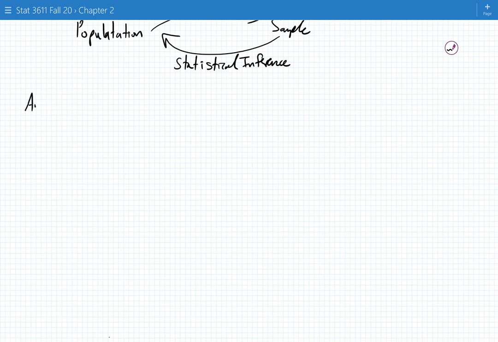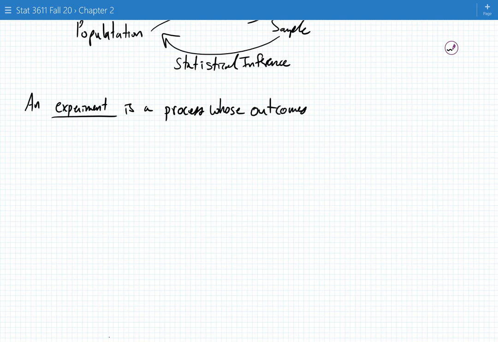All right, let's go ahead and define what an experiment is. An experiment is a process whose outcomes cannot be predicted with complete certainty.